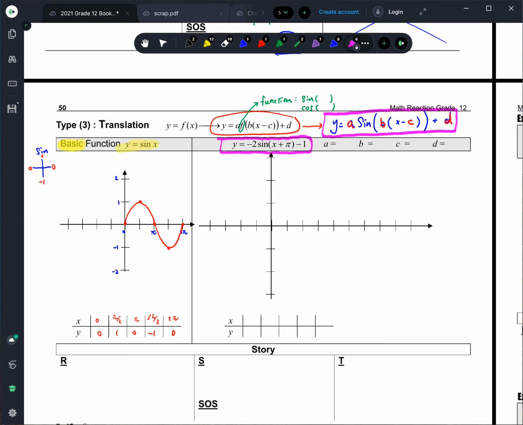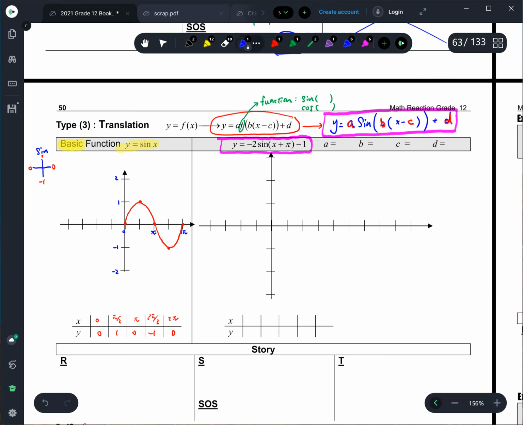Okay, Susan, what's your A? -2. Yep, -2 is correct. Okay, in the very front, right? Whatever you see in front of sign. And value for B, Lily.